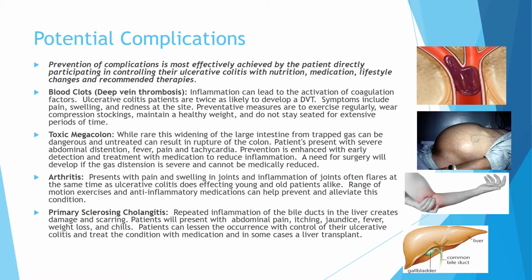The blood clots are always a risk with anything that's going to actually start your coagulation factors going. And if you look at the guy with the belly sticking out, that's the toxic megacolon. And we don't have a lot of time to talk about it, but you can definitely read the rest of this slide to find out. The arthritis, and then the primary sclerosing cholangitis is actually where the bile ducts of the liver get scarred on that one.